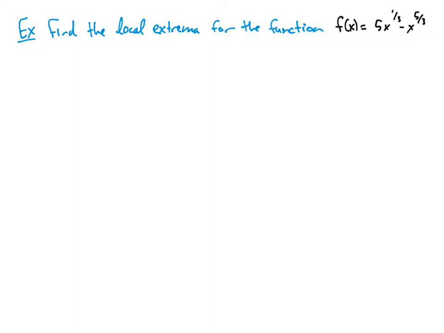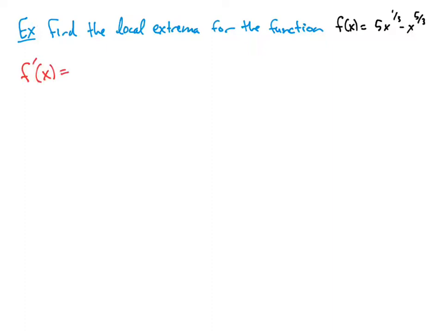Okay, and then let's look at a second example. Similar idea, find the local extrema for the function f of x is equal to 5x to the 1/3 minus x to the 5/3. So again, to find the local extrema, we need to find the critical points and then test those critical points to see whether the intervals are positive or negative. So to find the critical points, we need to find the derivative of the function.